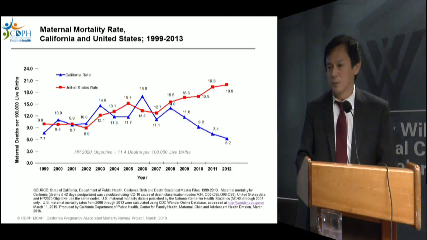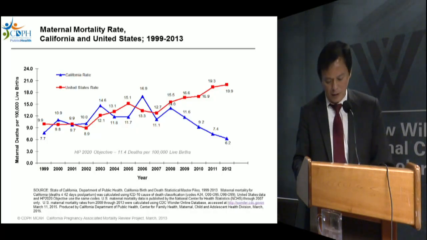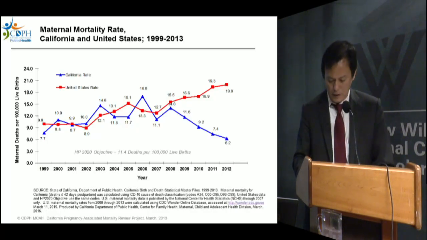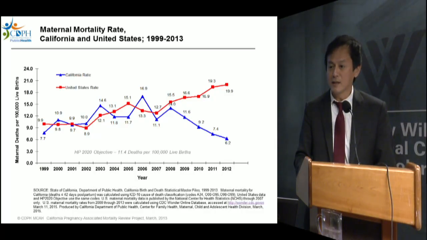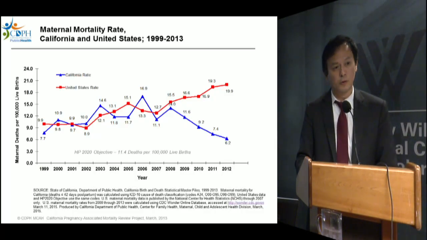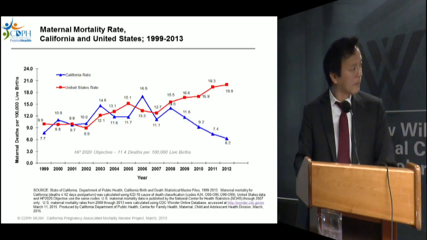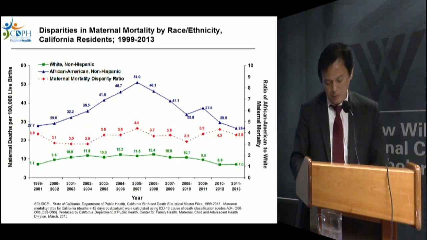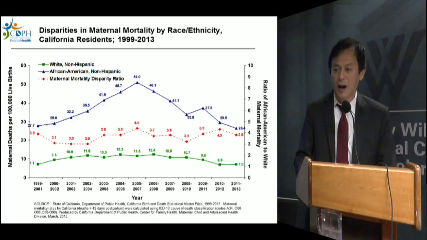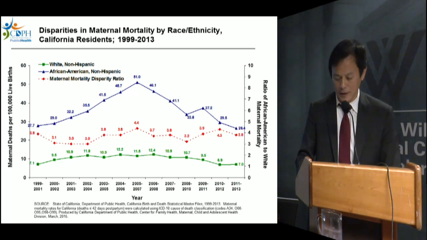Then the curve began to bend. California's maternal mortality ratio went from a high of 16.9 in 2006 down to 6.2 in 2012. That's about a 60% reduction in just about 6 years. African American maternal mortality ratio went from a high of 52 in 2006 down to 28 in 2012.